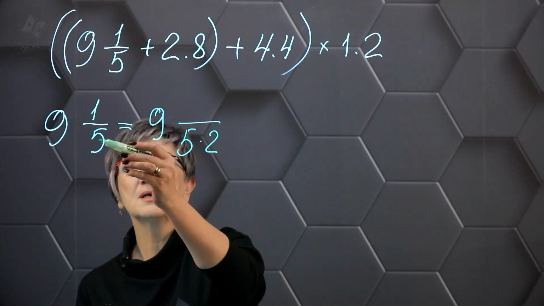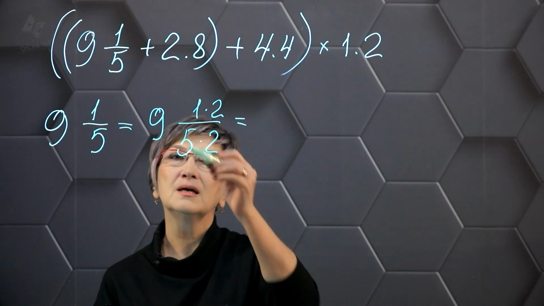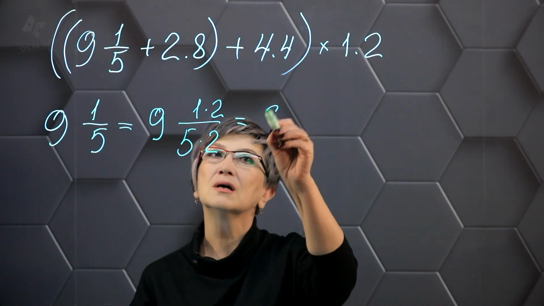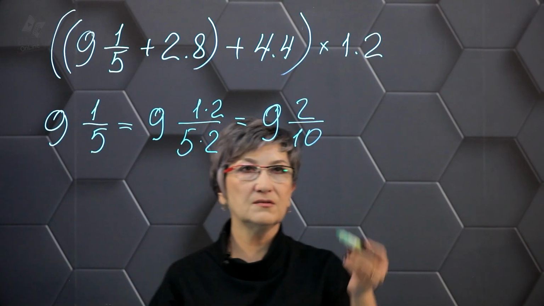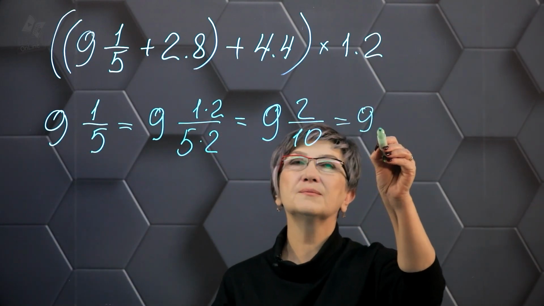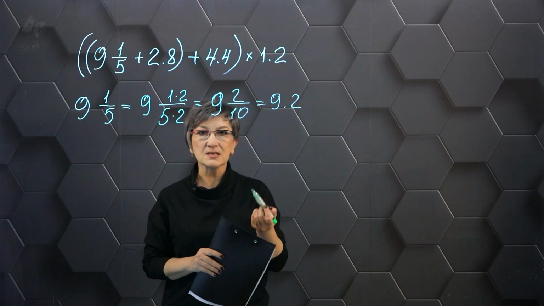If I multiply the denominator by 2, then I must also multiply the numerator by 2. And then you get the following recording, 9 and 2/10. Now, let's proceed with the order of operations.